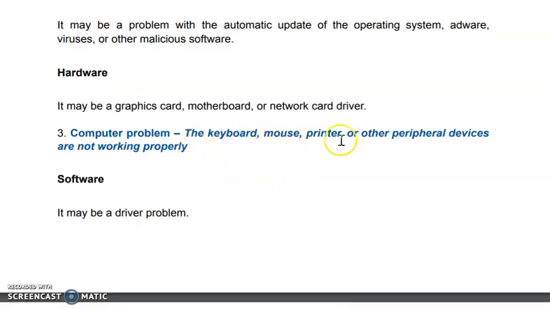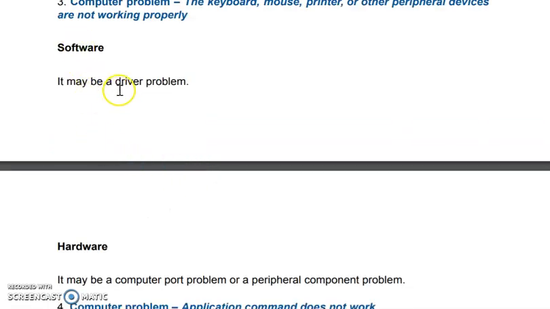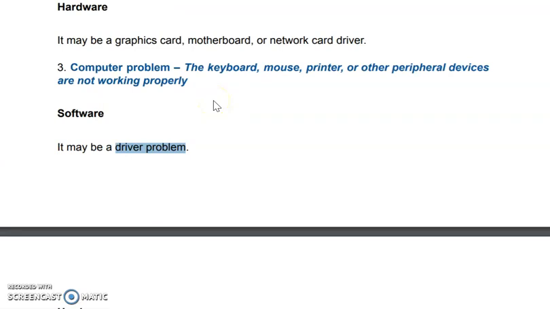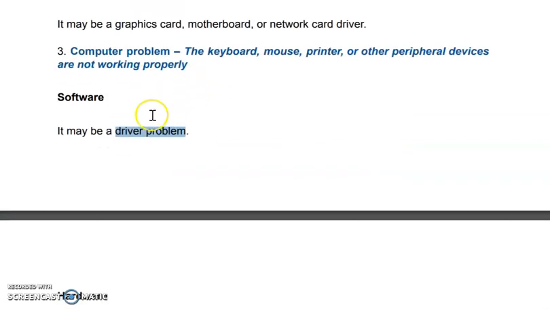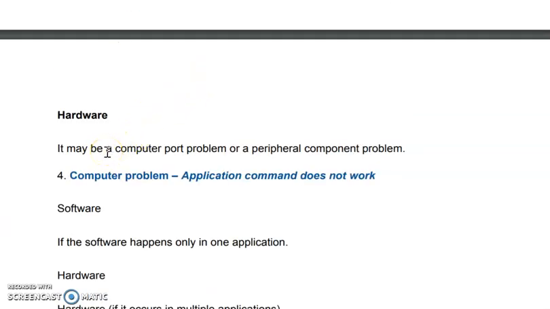The keyboard, mouse, printer and other peripheral devices are not working properly. For the software, it may be a driver problem. For every peripheral device that you attach, such as your pen drive, a driver gets installed. That is system software, and it is used to interact that device with your computer. So that may be the software problem, or in hardware, it may be a computer port problem. That port is not working properly and you are trying to connect your peripheral device to that port, then again it will give a problem.